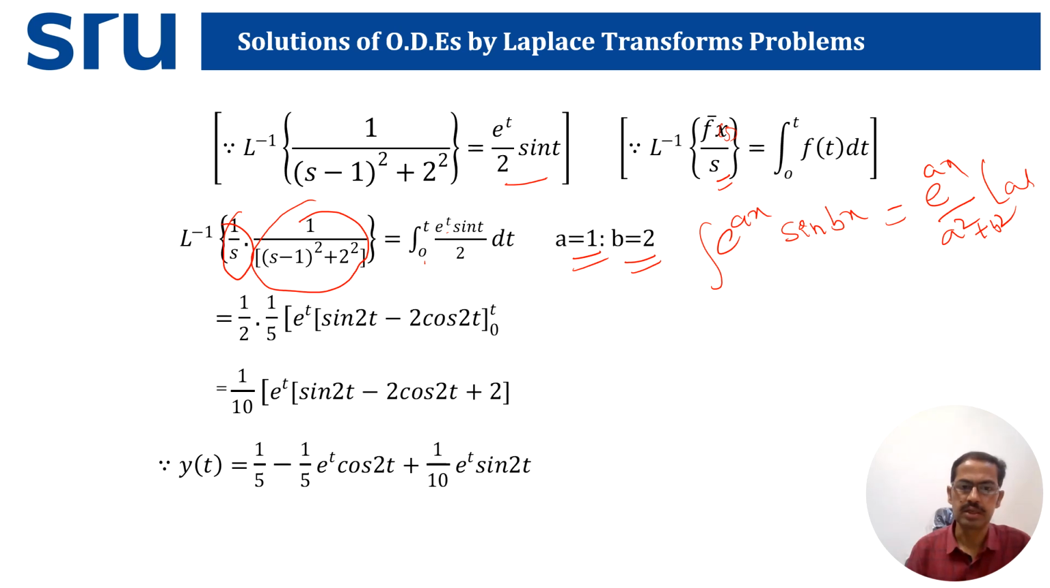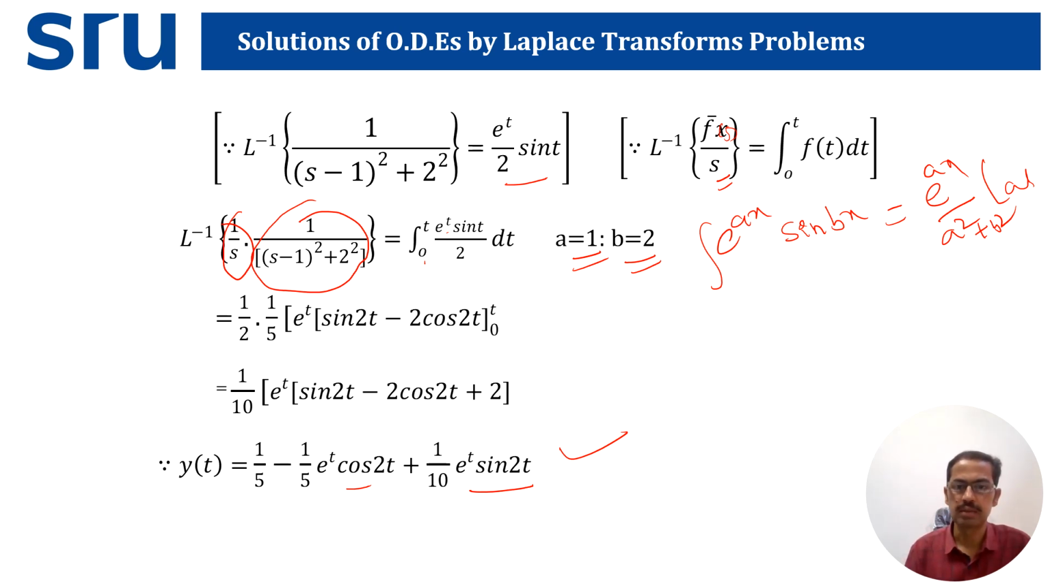And substitute the limits. The upper limit gives the same function. For the lower limit, e power 0 is 1, sin 0 is 0, and cos 0 is 1, so minus of minus gives plus 2. So what do we get here? Just simplify this: 1 by 5, 5 by 2 e to the power of t cos 2t, and 1 by 10 e to the power of t sin 2t. That's all. This is the given solution.